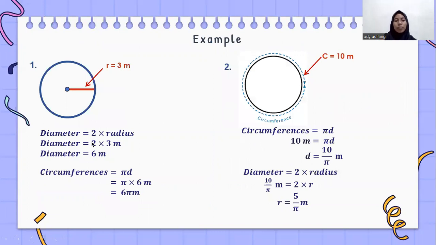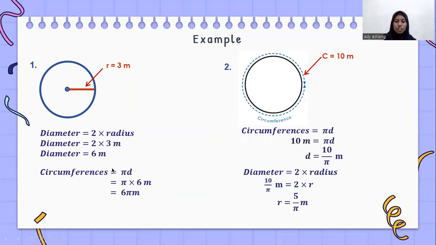Next example. In this problem, the given is r, and we're going to find the diameter. Diameter is equal to 2 times radius, so just substitute the value of the radius. So 2 times 3 meters is equal to 6 meters. So the diameter of this circle is 6 meters.